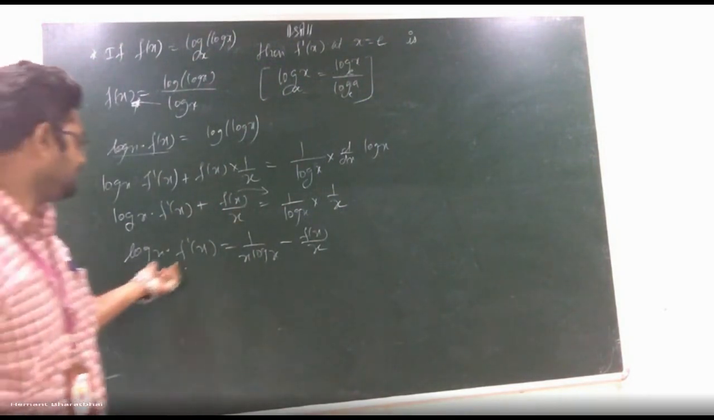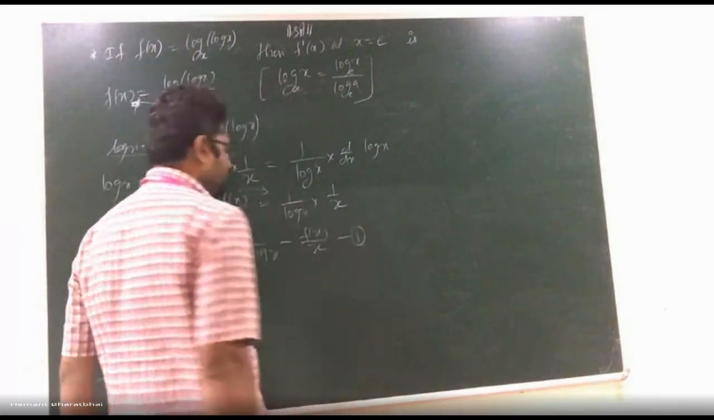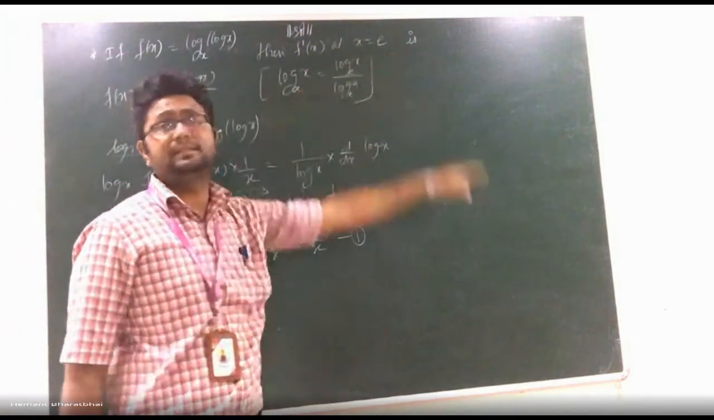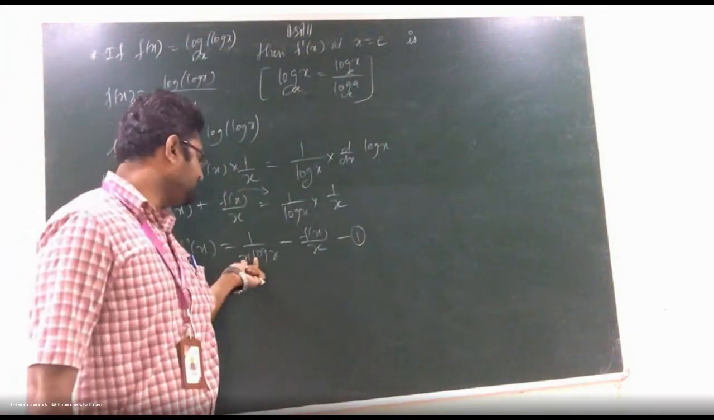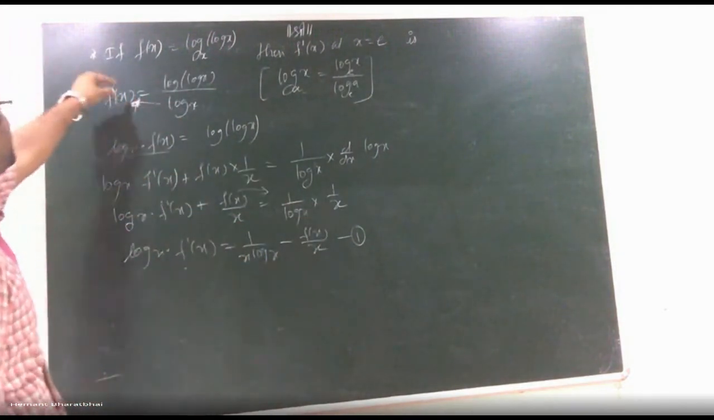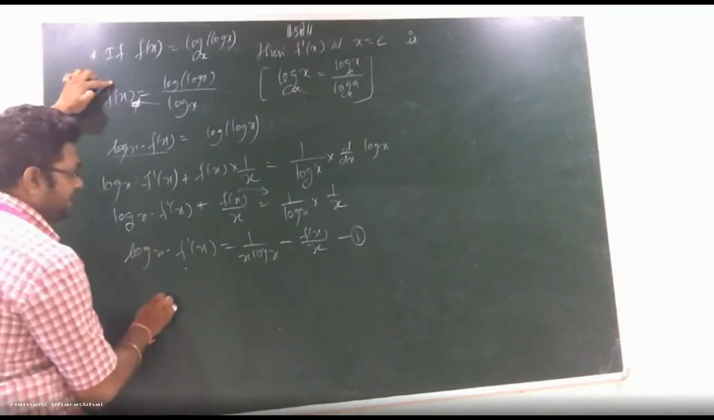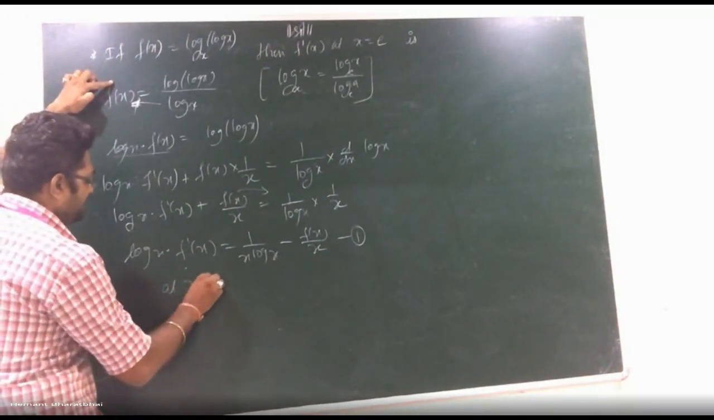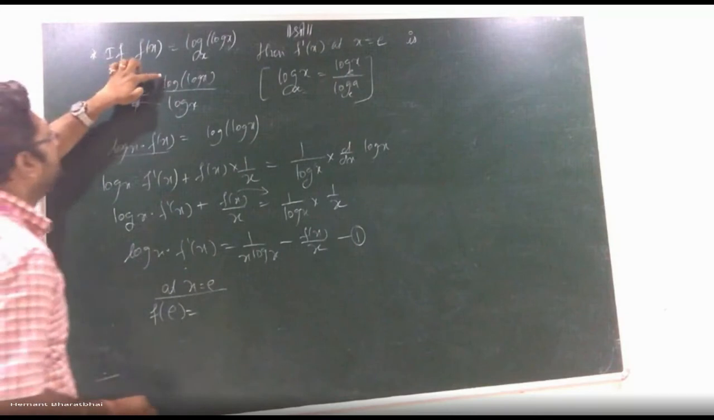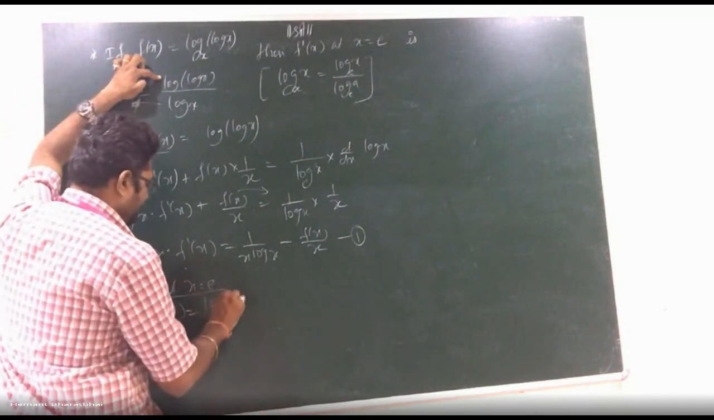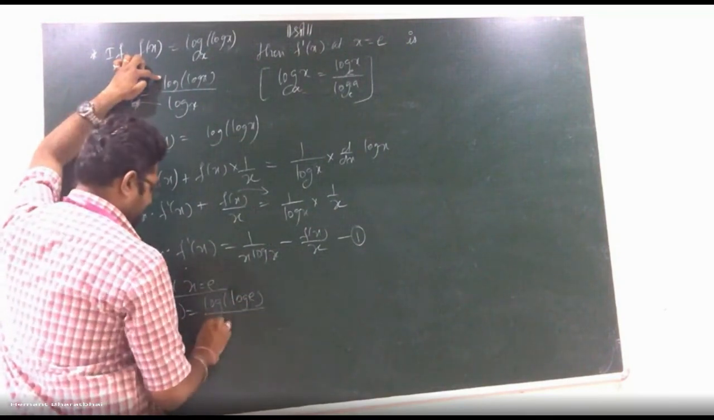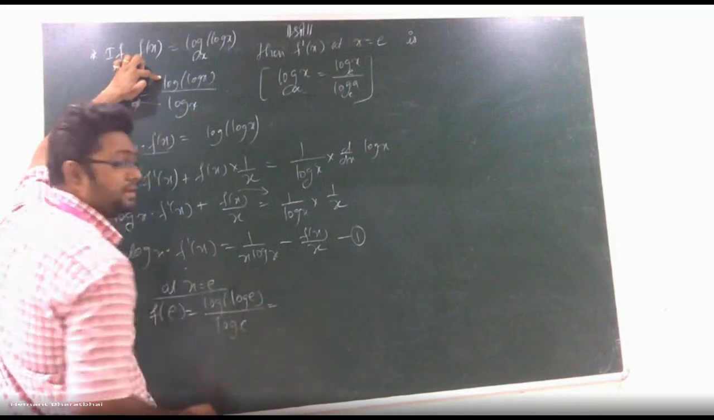So now the question is, I want to find out f'(x). I don't have the value of f(x), it's okay. He wants the value of f'(x) at x is equal to e. So when I put x is equal to e here, and here also I will have to put e. First I will find out the value of f(x) at x is equal to e. So f(e) can be written as log of e upon log of e.